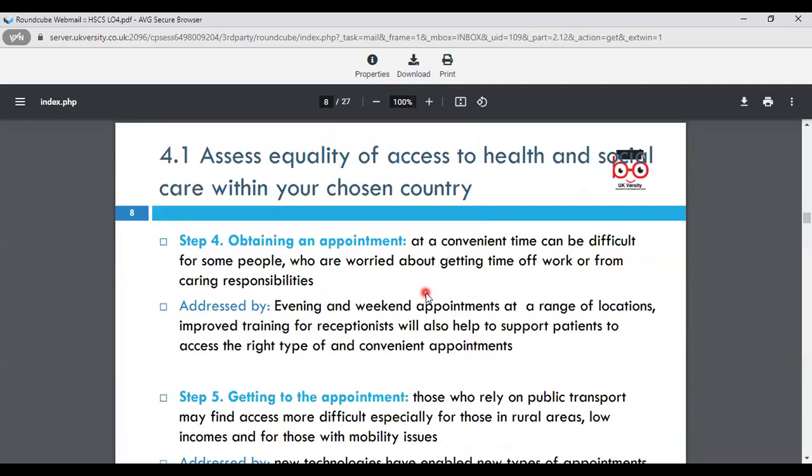Then there's the fourth step, which talks about obtaining an appointment. Some people might work and might have children, due to which appointments might be hard for them to get. They might be worried about getting time off or about caring responsibilities. They might have older people they're caring for. This can be addressed by evening and weekend appointments, a range of locations, and improved training of receptionists, which will also help to support patients to access the right type of and convenient appointments.